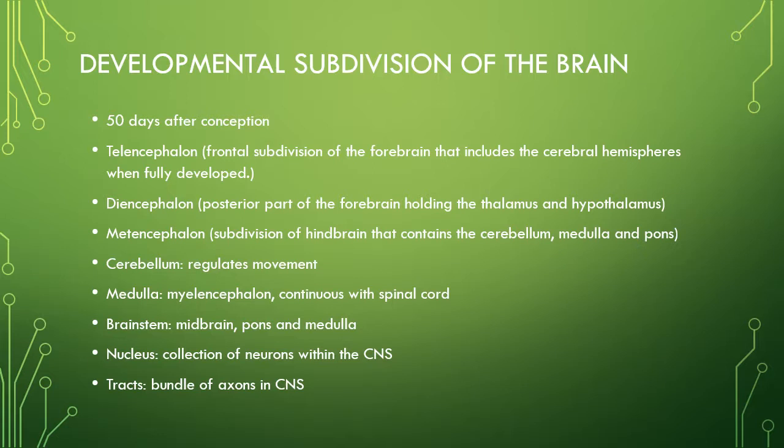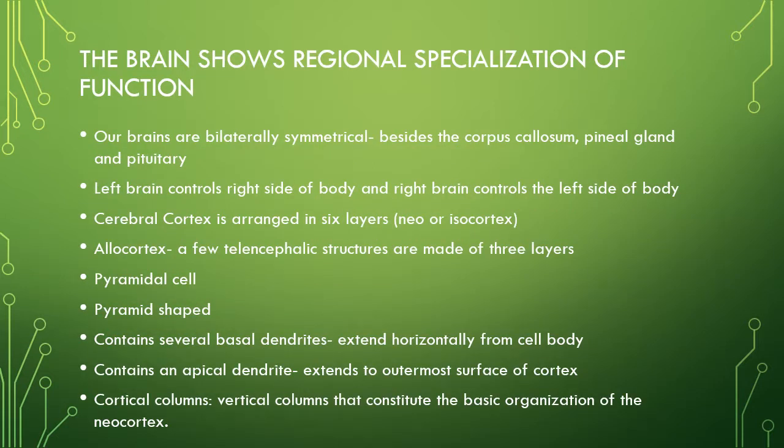The medulla, the myelencephalon, is continuous with the spinal cord: the brainstem, midbrain, pons, and the medulla. The nucleus, not to be confused with the thing that's in a cell. A nucleus is a collection of neurons within the central nervous system, and tracts are a bundle of axons in the central nervous system. The brain shows regional specialization of function.